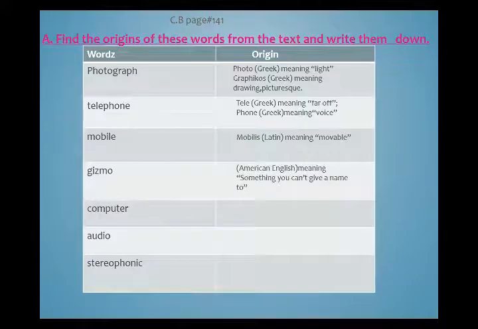The third word is gizmo. What is the origin of gizmo? American English, meaning something you can't give a name to. And the fourth one we have is computer. What is the origin of computer? Computer, Latin meaning to count up.